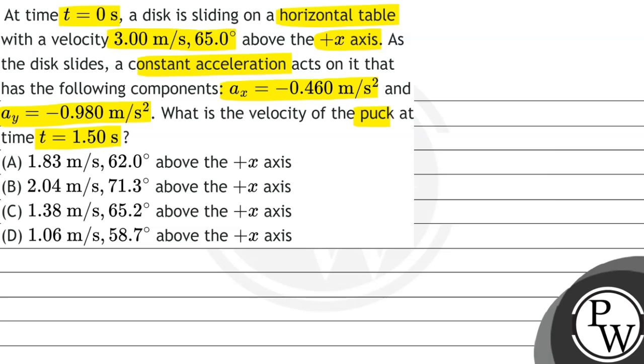So students, इस क्वेश्चन में हमें एक डिस्क दिया गया है which is traveling at an angle of 65 degree with horizontal, and this is traveling at speed 3 meter per second. Now as the disk slides, a constant acceleration acts on it, जिसका कंपोनेंट्स हमें दिया गया है. अब हमें what is the velocity of the puck at time t equals 1.50 seconds पर find करना है. Velocity of puck at time t equals 1.5 seconds.